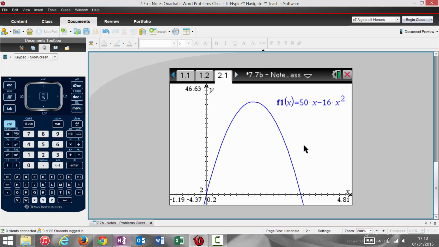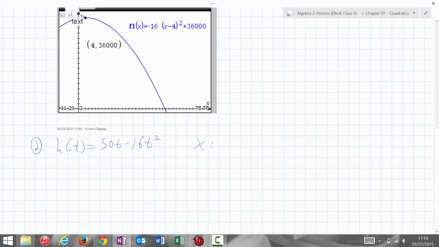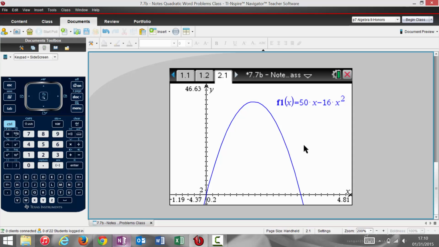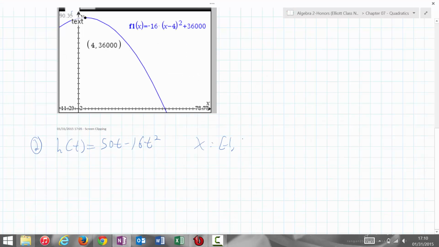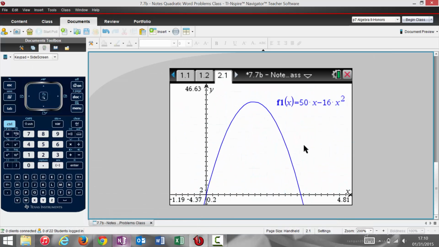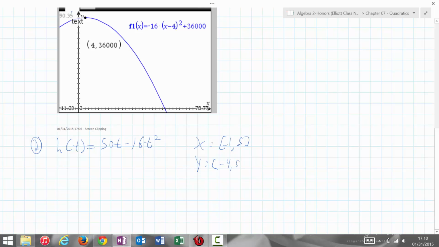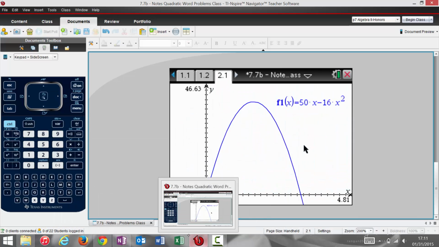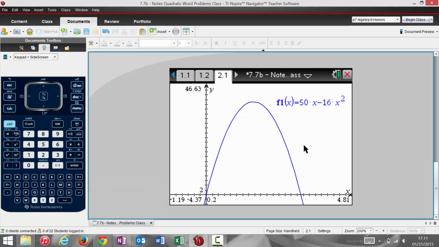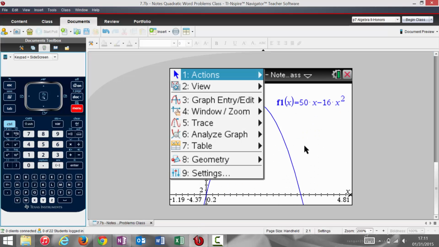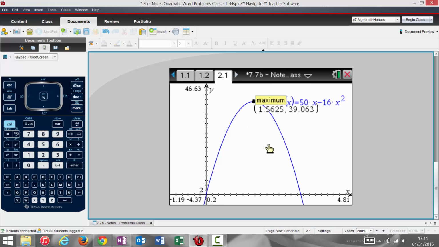Well, from a graphing calculator perspective, oh, hang on, let's put our window down. X is going to be, let's see, from like -1 to 5. Again, I just guesstimate, -1 to 5. And Y, a good window would be from -4 to 50. And then let's go back. So question A wants basically the vertex. So we've got a couple of ways we can do the vertex. Calculator wise, we can go menu, analyze graph, max, left, right, and I get this.